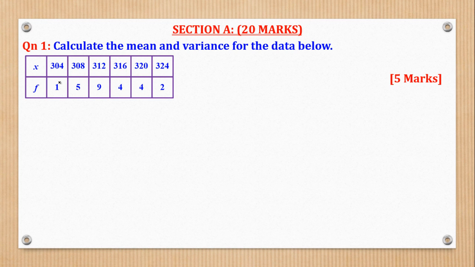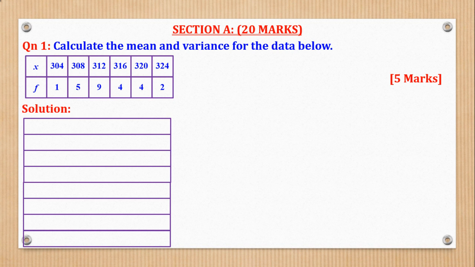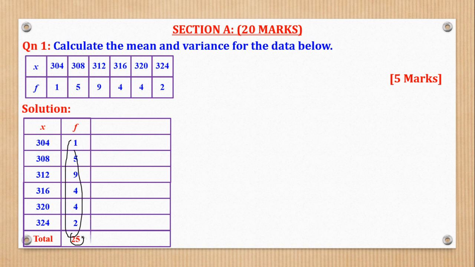Some of you confuse it with grouped data each time you see frequency, but ungrouped data can also have a column of frequency. So each time there is frequency, the question is easily done by tabulation. So you shall tabulate values of x as they are given in the question, then values of frequency as given in the question. Then we add all of these to get the total, which is 25.